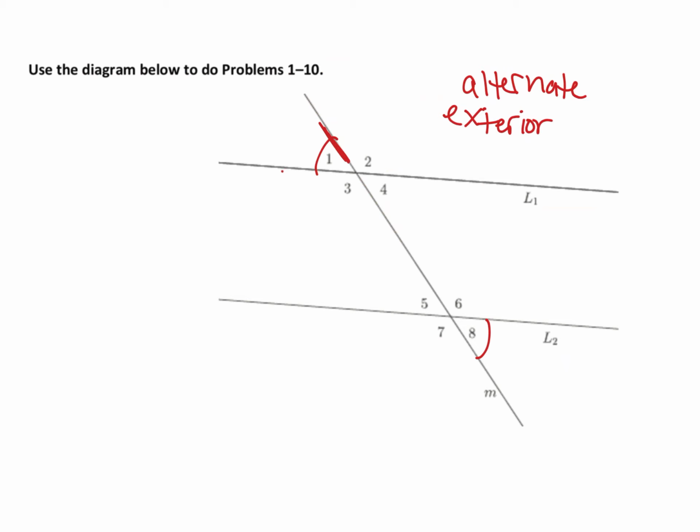If you were to sketch out this angle and then put it on some tracing paper, you could move it around and line it up and rotate it on this one, and they would be the same size.